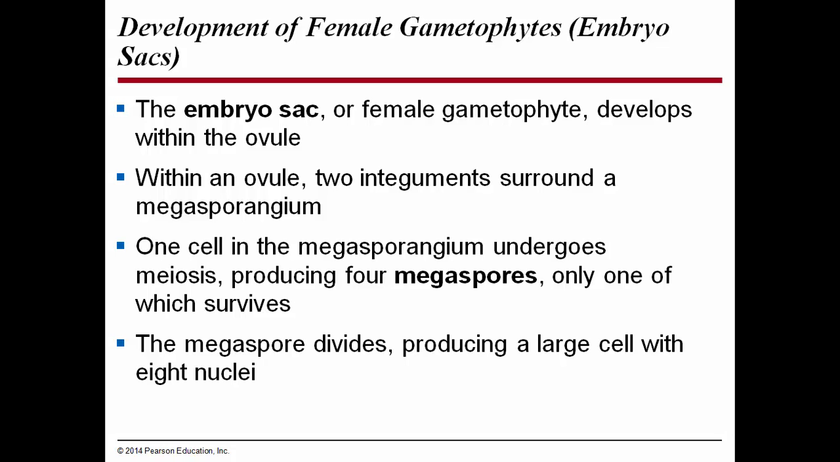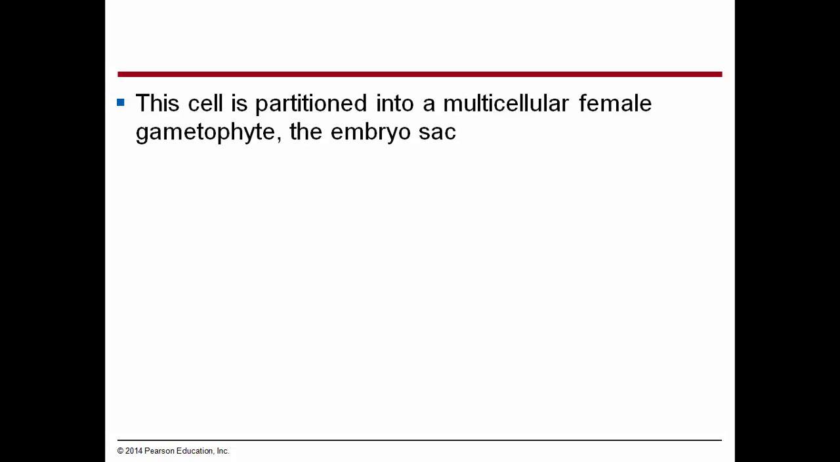Development of the female gametophytes, or embryo sacs. An embryo sac, or female gametophyte, develops within the ovule. Within an ovule, 2 integuments surround the megasporangium. One cell in the megasporangium undergoes meiosis, producing 4 megaspores, only one of which survives. The megaspore divides, producing a large cell with 8 nuclei. This cell is partitioned into a multicellular female gametophyte, the embryo sac.